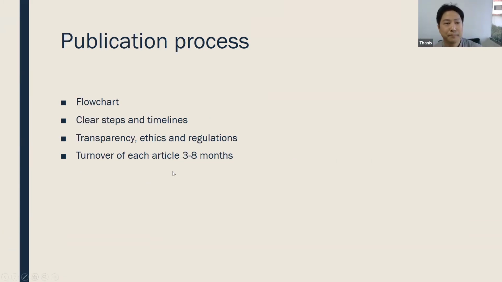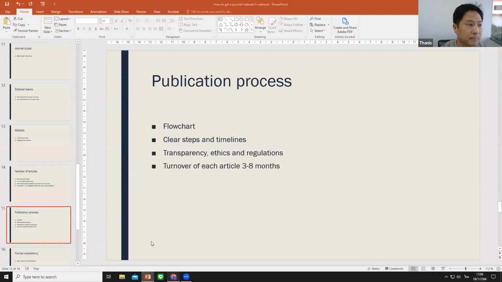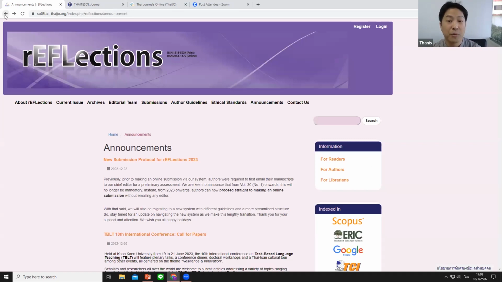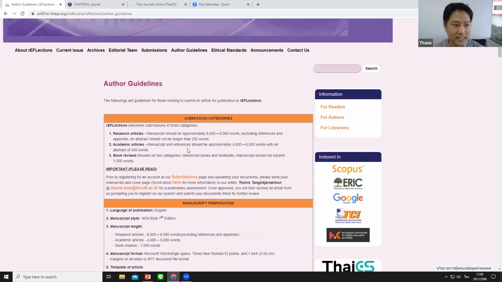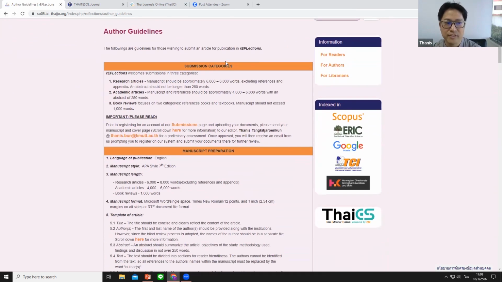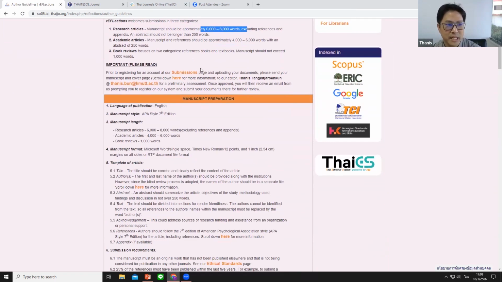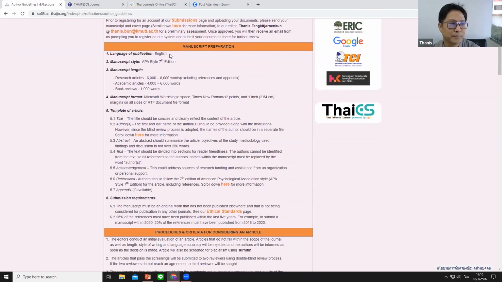Okay, the publication process must be very clear. Let me give you some examples from my website. I'm not saying that my website or my journal is the best, but I'm sharing with you what we have done because we went through it first, right? So the author guidelines, you can see that the submission categories, you have to put them, right? Research articles, academic articles, book review, the number of words must be put, right? Important, please read, submission, click here, email me, and so on, that is the language.